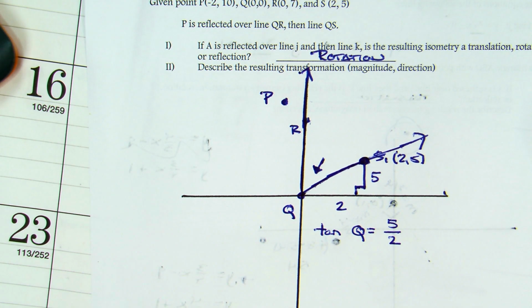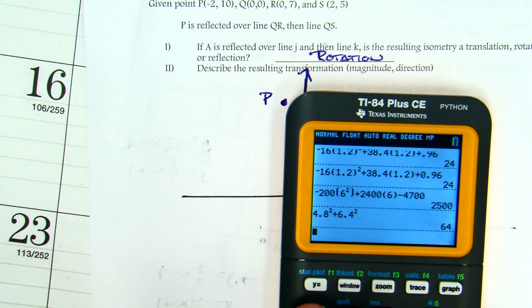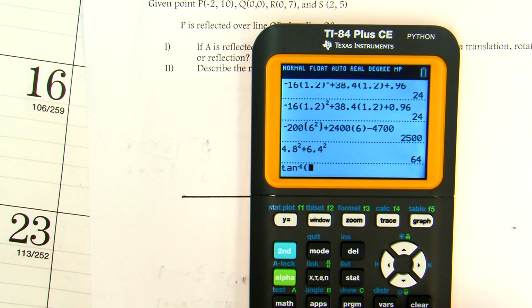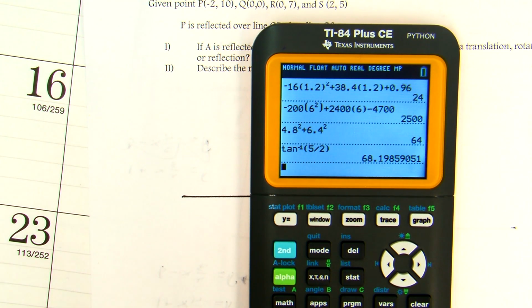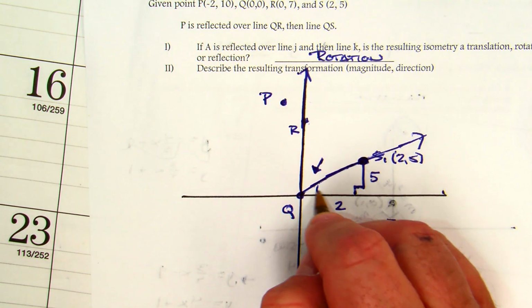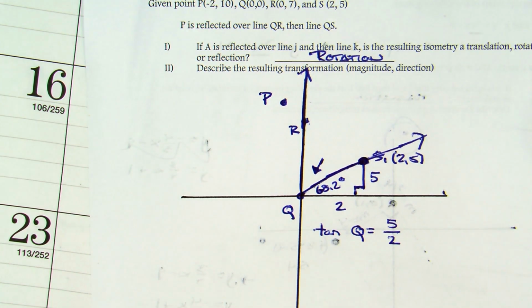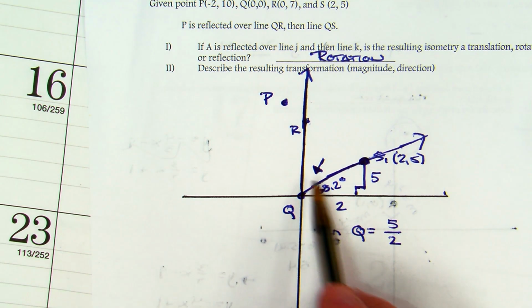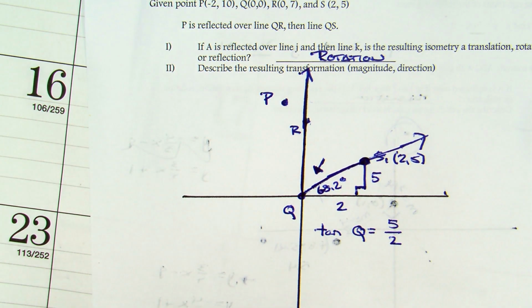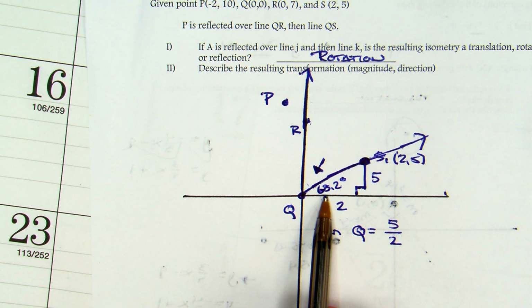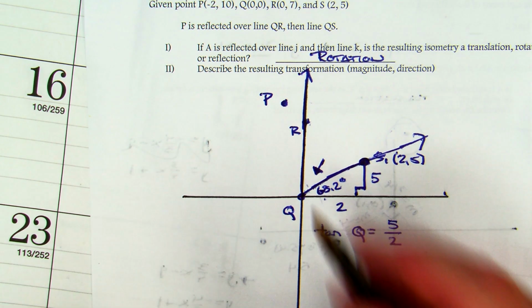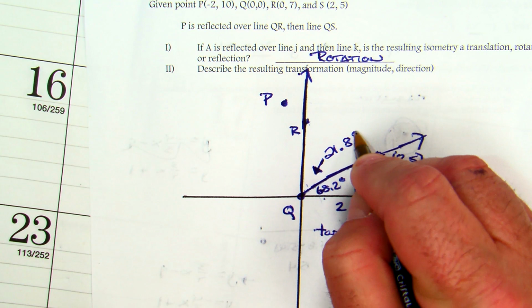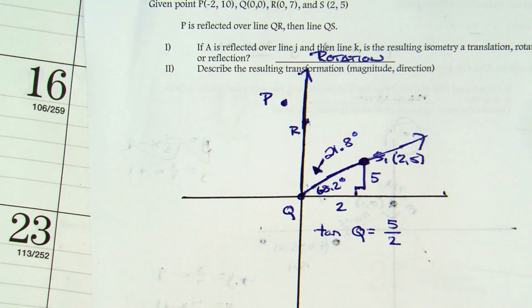When I'm finding an angle, what button do I press first? Second. So second, tan, 5 divided by 2. Make sure you're in degrees. All right, it'll tell you where to round to. I'm going to round to 68.2 degrees. But I don't need that angle, do I? I need this angle in there. Correct? Those two angles always add up to 90, that are known as complementary. So to get that angle, I'm simply going to take that angle and subtract that from what? 90, and I get 21.8 degrees.